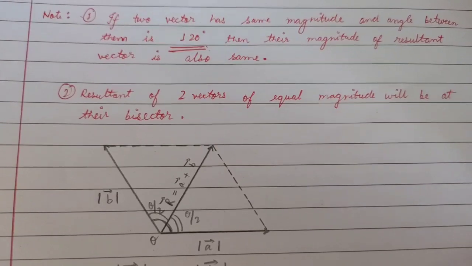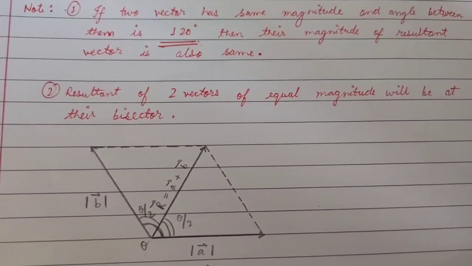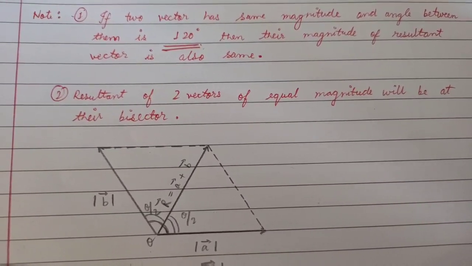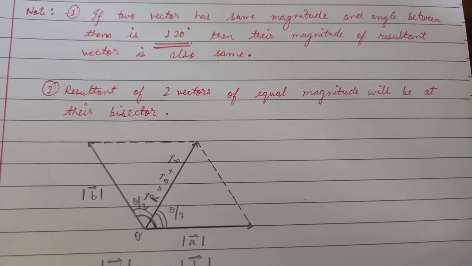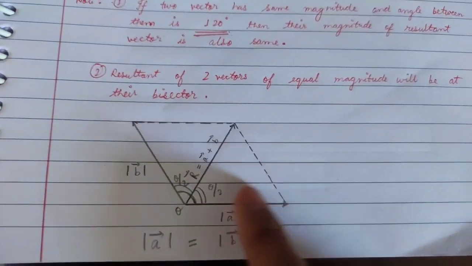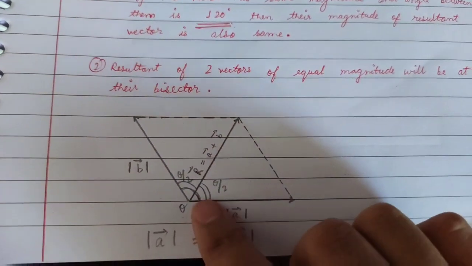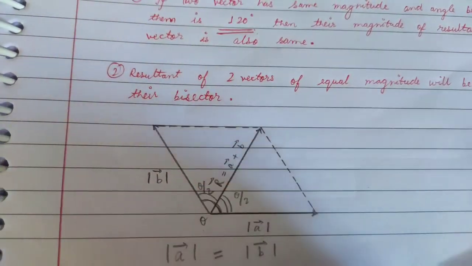Let us see one question here. This will help you visualize better. If two vectors have the same magnitude and the angle between them is 120 degrees, then the magnitude of the resultant vector is also the same, and the resultant of two vectors of equal magnitude will be at their bisector. See, this one is the example. These are two vectors and the angle between them is 120 degrees. So this resultant vector will be at the bisector. This will be 60 degrees and this will also be 60 degrees.